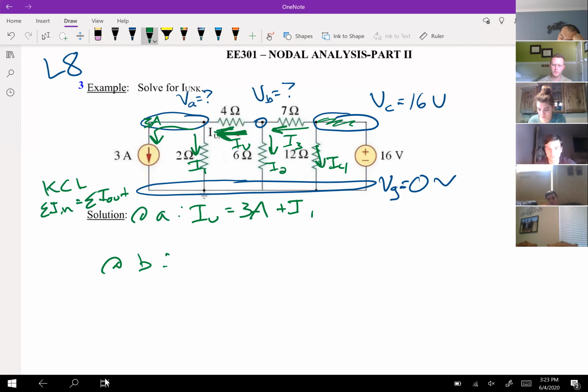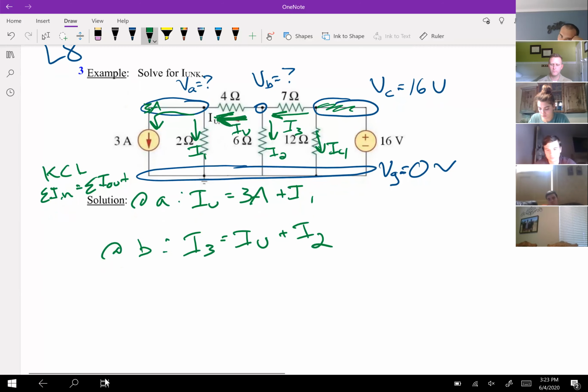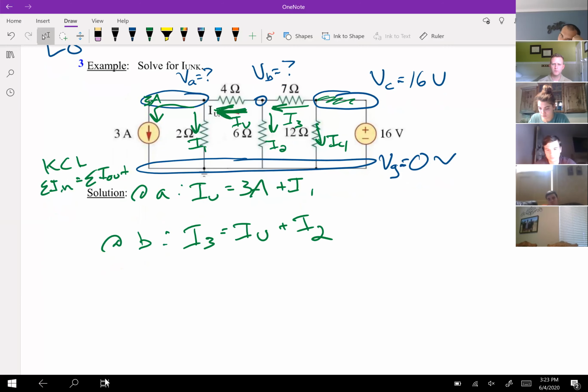Yep. So here's at B. So what's going into B? I have I3. I3 is going in. I unknown and I2 is coming out. So far, so good. KCL, what goes in must come out. Just follow your own arrows. Whichever direction you drew, you might have drawn it differently. That's okay. Just follow your arrows when you're putting the in and the out together.